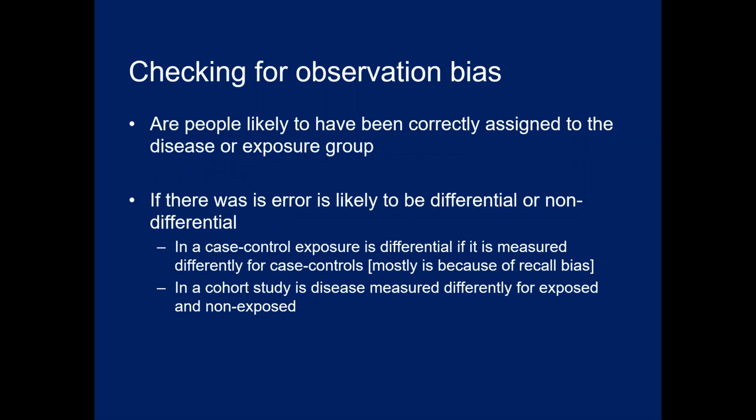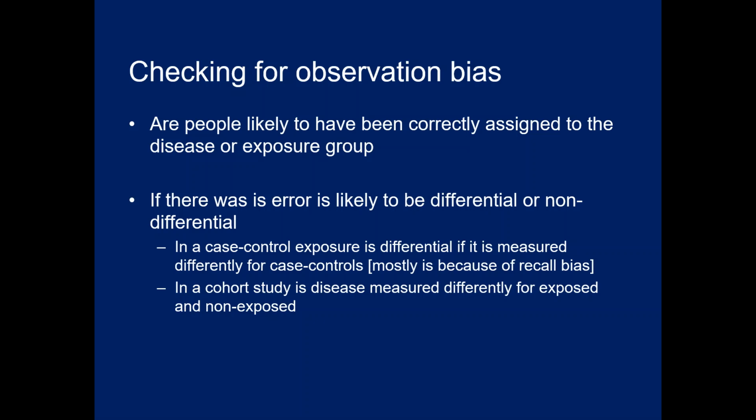So what we want to know is, have people been correctly assigned to their disease or exposure group? So how well was that measured? And then if there's error and you think there's going to be an error, you want to decide if it was differential or non-differential. Now, just to be clear, in a case control study, when we talk differential, it's that cases were measured differently to controls, and that's pretty much always going to be the case. In a cohort study, we're talking about was disease measured differently between them.